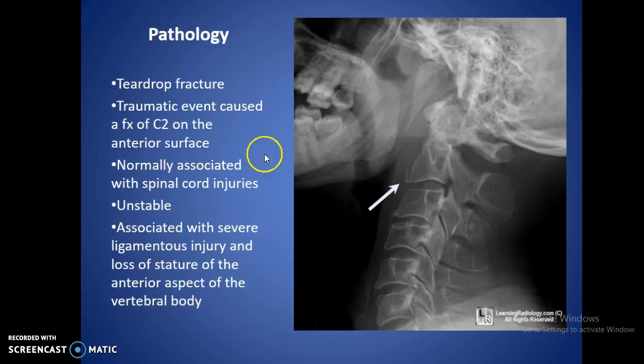Some pathology. You see a little teardrop fracture right through here, so a little bit of the vertebral body. You can see this little break right through C2. It's a traumatic event caused by a fracture of C2 on the anterior surface, normally associated with spinal cord injuries, because the spinal cord does run right in between this. If you have any types of fractures, it can affect the spinal cord. Normally unstable, associated with severe ligamentous injury and loss of stature of the anterior aspect of the vertebral body. So it's not going to be in line with that contour line that we talked about earlier.